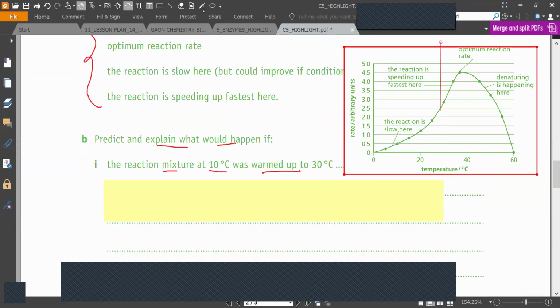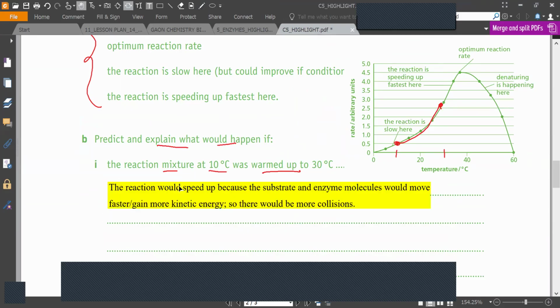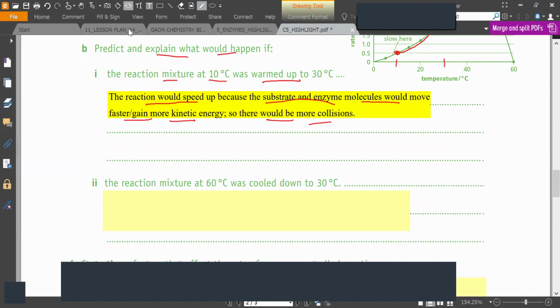Okay, so if we have 10 degrees warm up to 30 degrees, no problem. The rate of reaction will increase. The reaction will speed up because the substrate and enzyme molecules would move faster, gain more kinetic energy. There will be more collisions. In this case, it's not denatured.